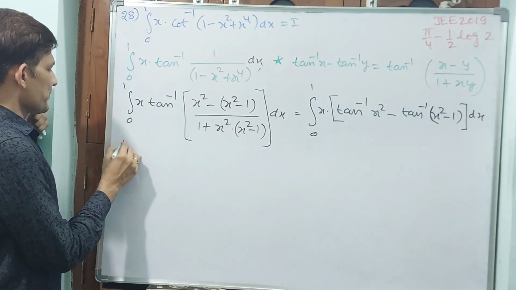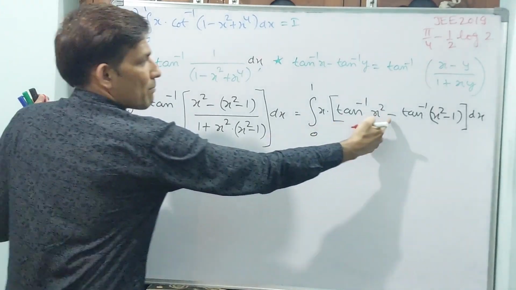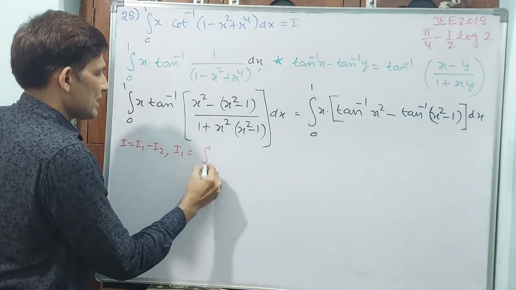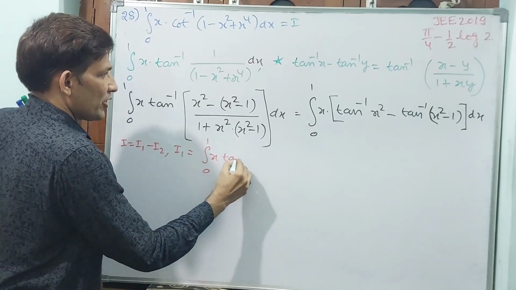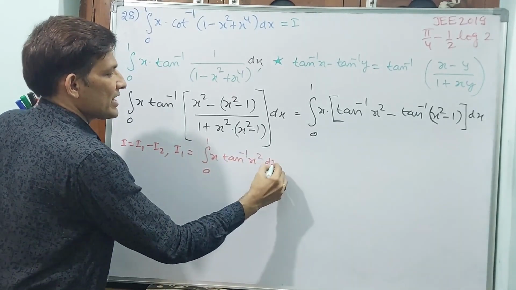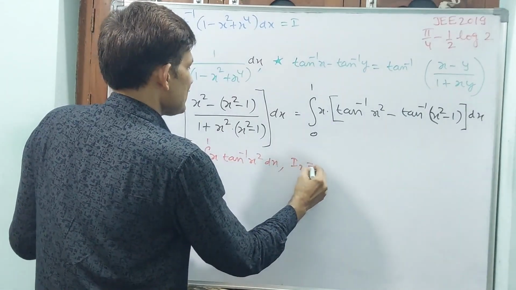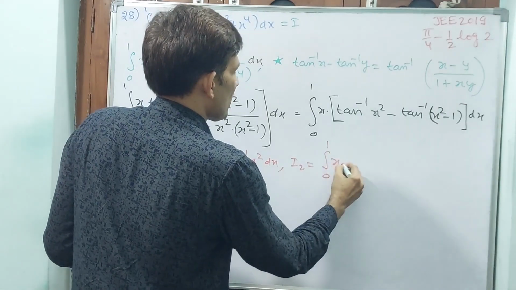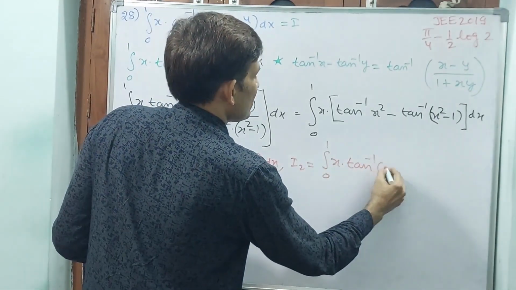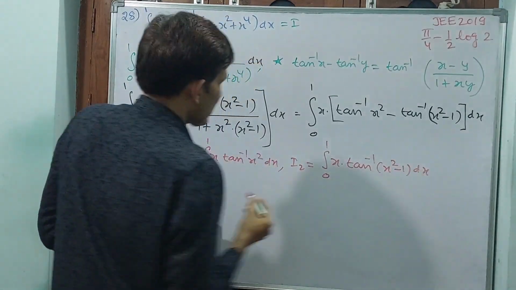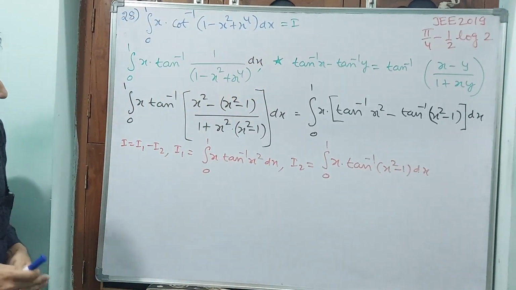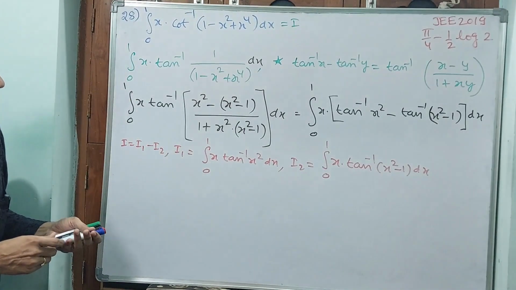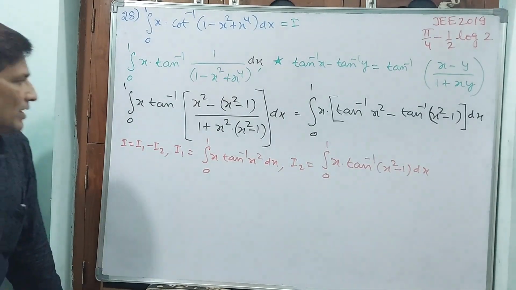I is equal to I1 minus I2, where I1 is equal to integral 0 to 1 x tan inverse x square dx, and I2, afterwards we will make the minus, but I am writing I2 again: I2 is equal to integral 0 to 1 x tan inverse of (x square minus 1) dx. Now proceed. It is not that difficult, but I think space may be taken. Let me do them one by one.